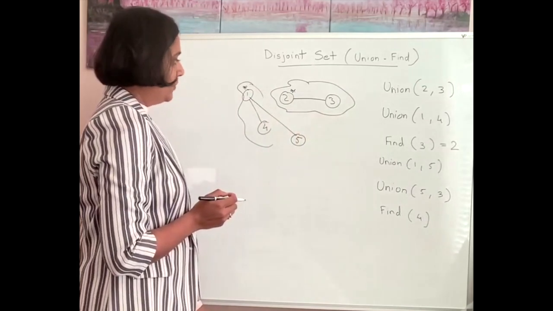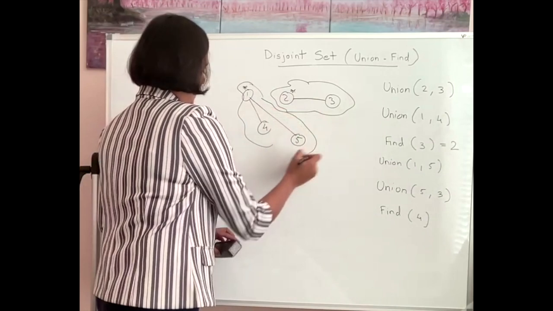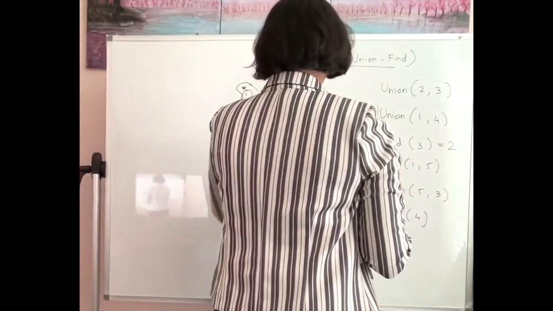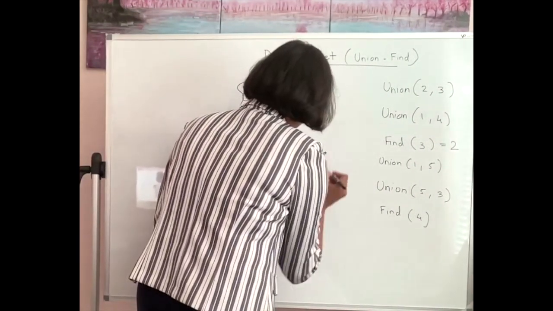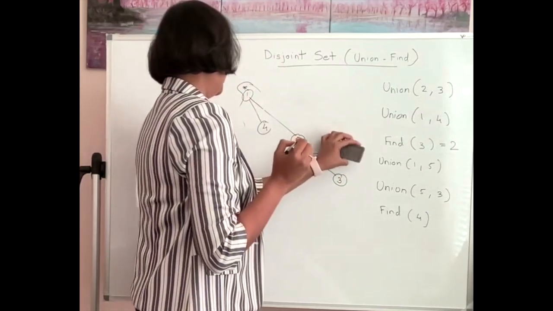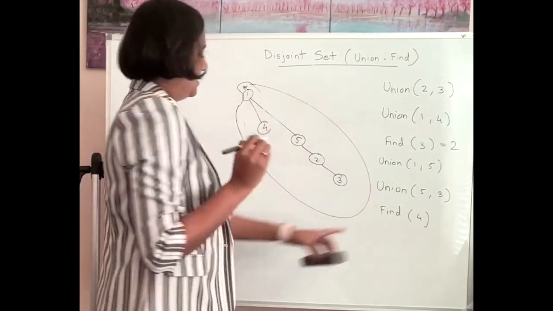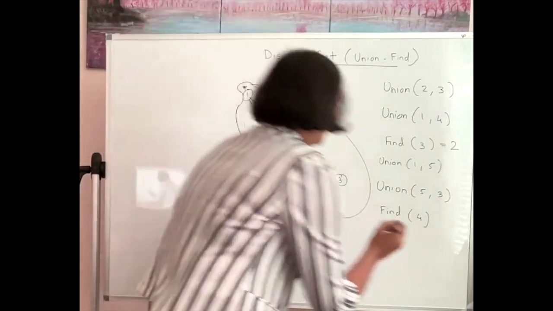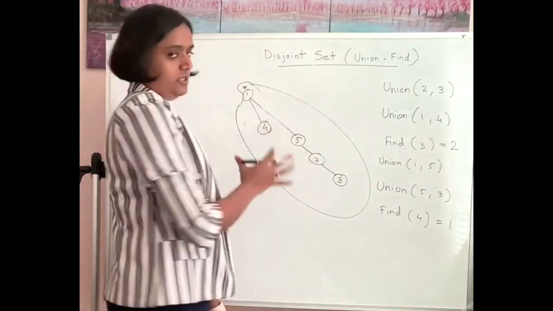After this, if we want to perform union of 5 and 3, then that's basically merging these two sets that we have. So that would make a single set. And now let's say that 1 is the representative of this combined set. Finally, if we want to perform find 4, that would return 1, which is its representative. So these are simplistic operations.